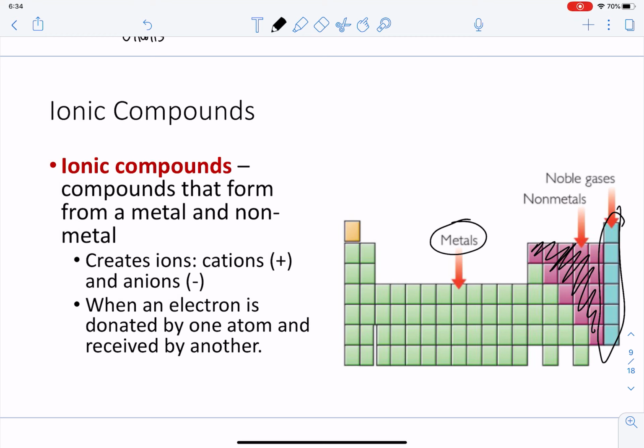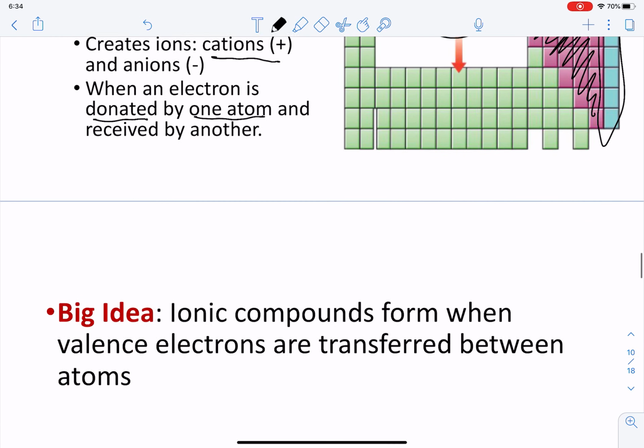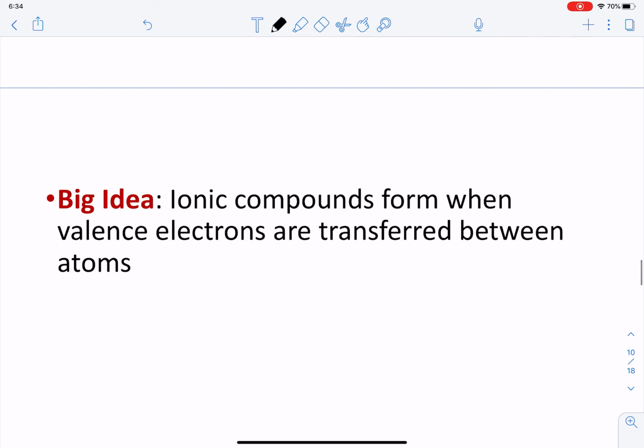So an ionic compound always forms from a metal plus a nonmetal. Okay. If you have two nonmetals, that's going to be a covalent compound. That's something different. So ionic compounds always create ions. So you're always going to have an element that's a cation, something with a positive charge, and an anion, something with a negative charge. So one element is going to be donating an electron. That's going to be the one that turns into the cation. And the other one is going to be receiving an electron. That's going to be our anion. So big idea, ionic compounds form when valence electrons are transferred between atoms.